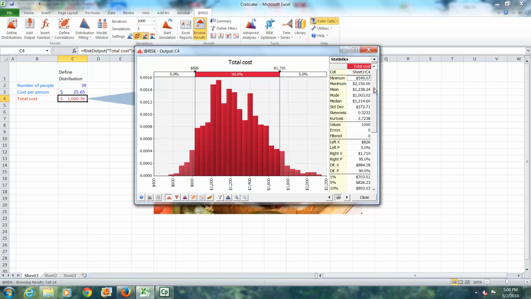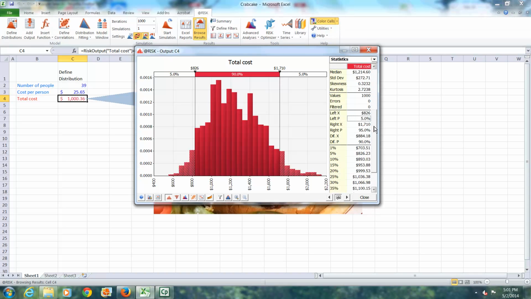If you scroll on down, you'll be able to see here that we have a number of values. The left X, this refers to the left delimiter. So the left delimiter is on 826, and that's what you see right here. The left P is the probability that you would get a value of 826 or less. The right X is $1,710. The right P is 95%, and then you get the differences.